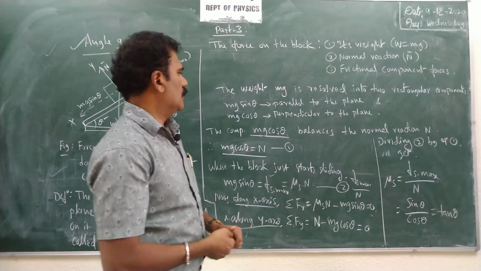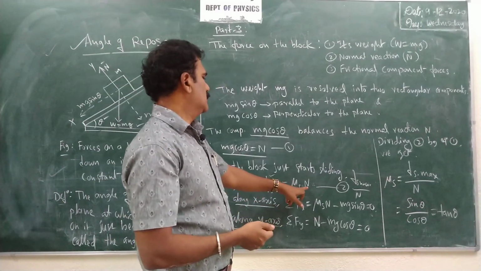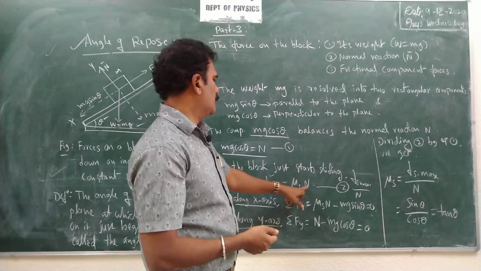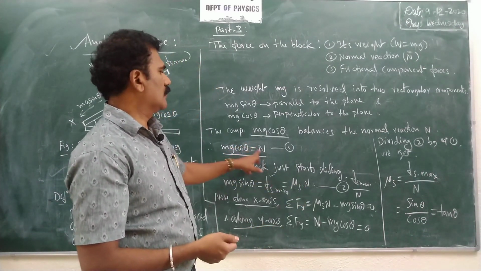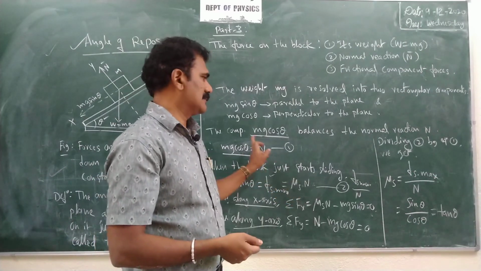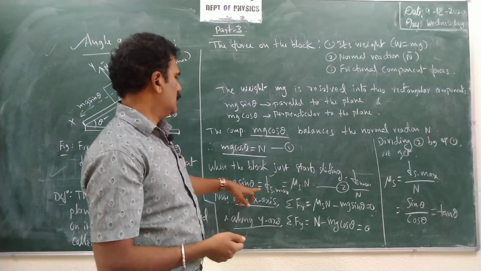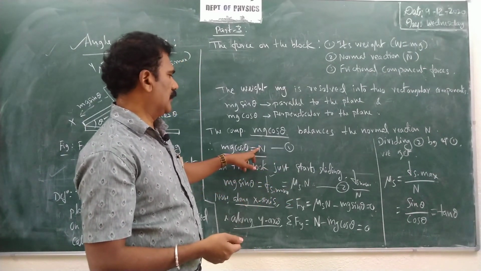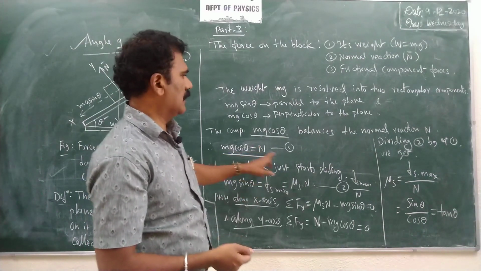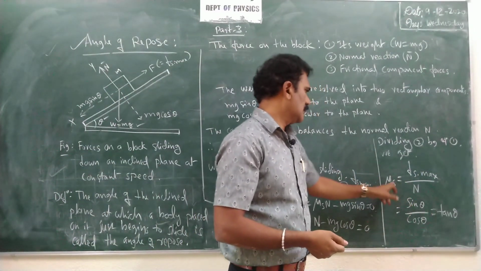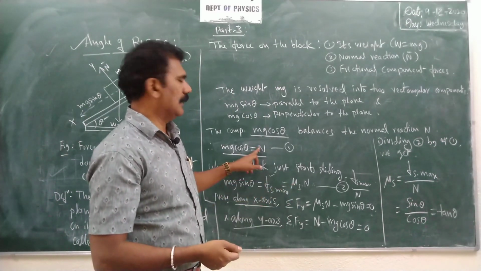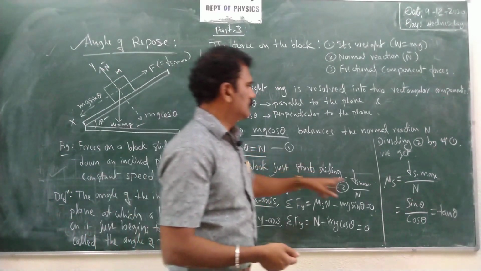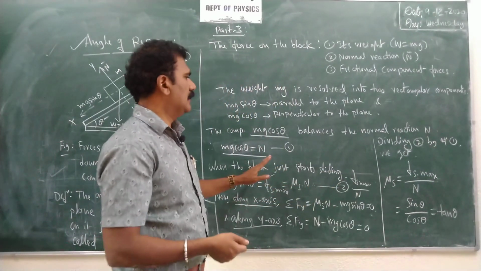You see, mu s into n is there. Dividing by n, we will get only mu s, right? N cancels here. And further, fs maximum divided by n, you can write that part also here. So finally mu s is equal to fs maximum by n. Clear?